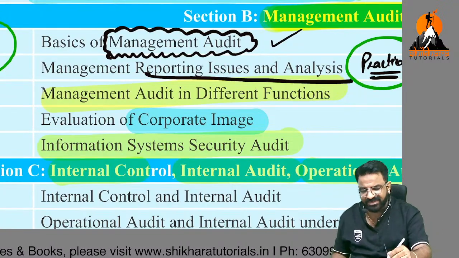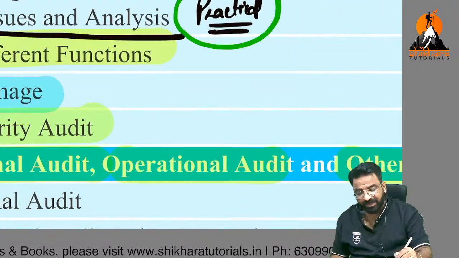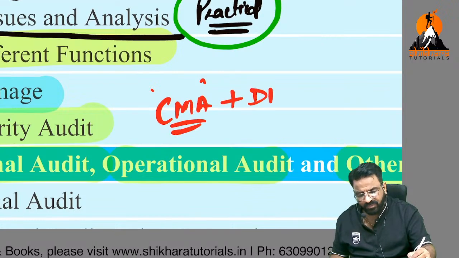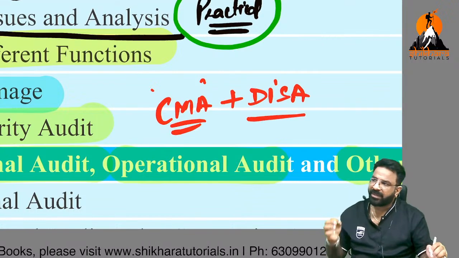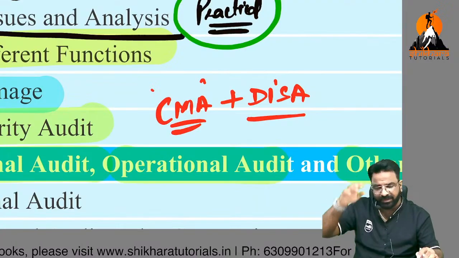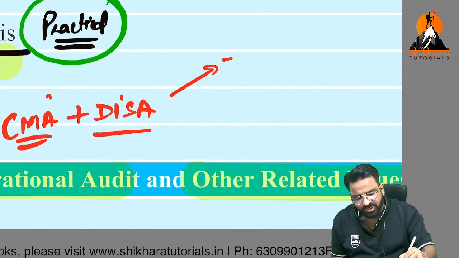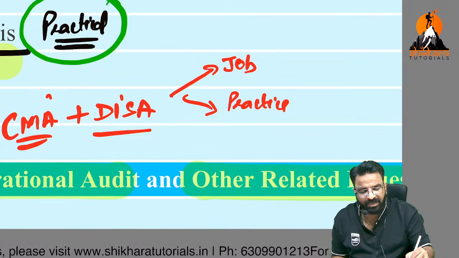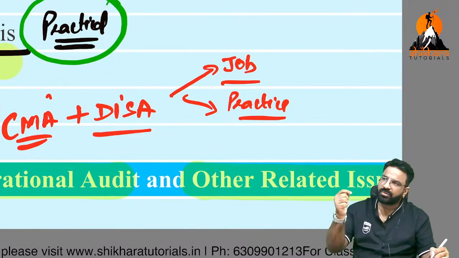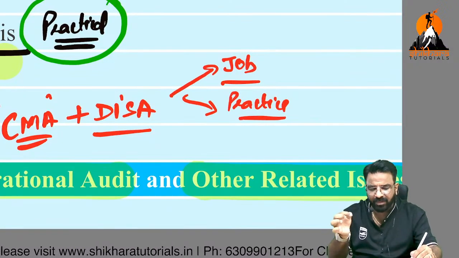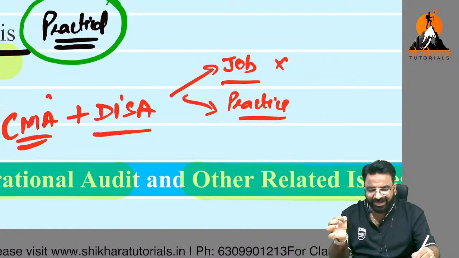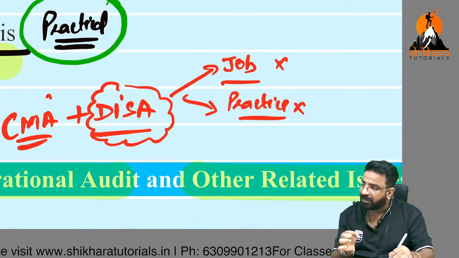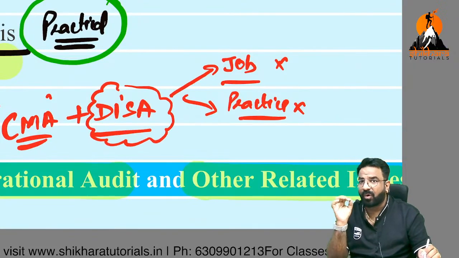Now, I will suggest you, the moment you get qualified as a CMA, don't forget to do one course called DISA, Diploma in Information System Audit. Let me make it very clear. Either you are choosing a job or you are choosing a practice. Nowhere will you get a job and no client will give you the audit unless you have a DISA.